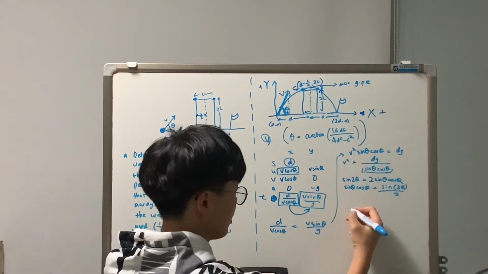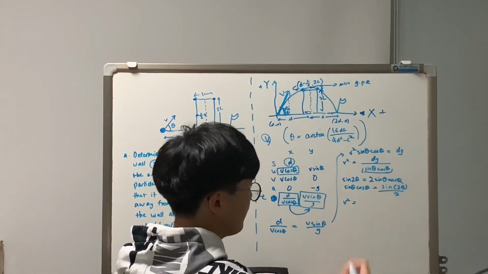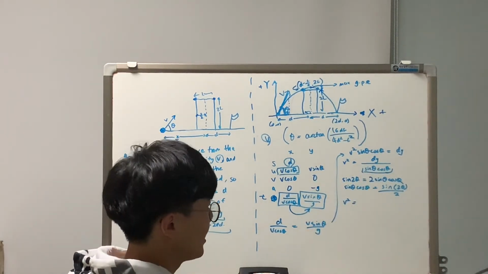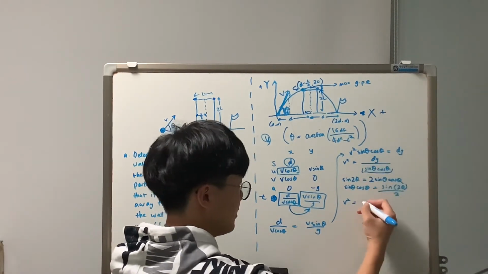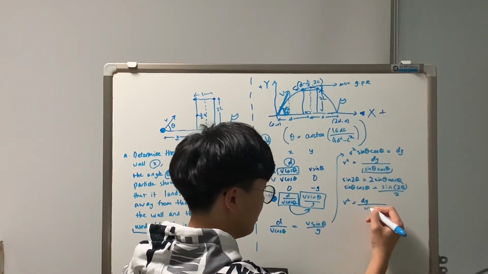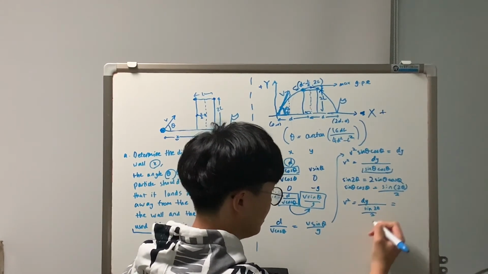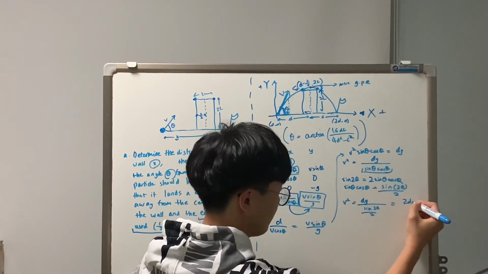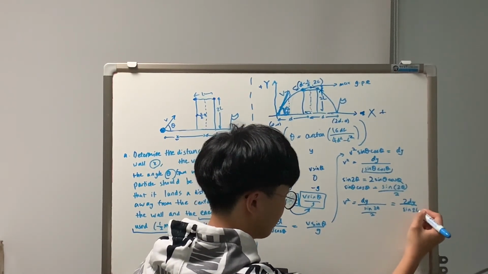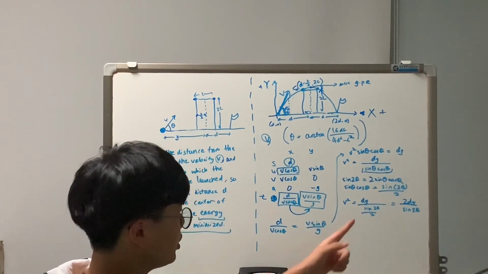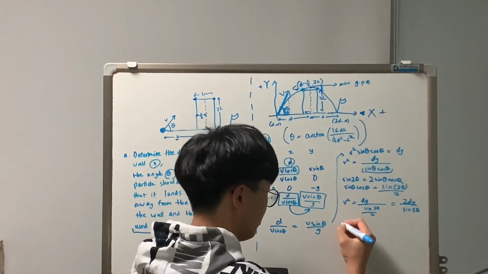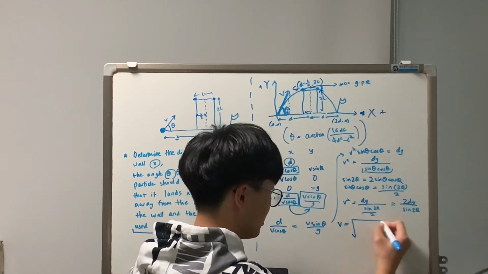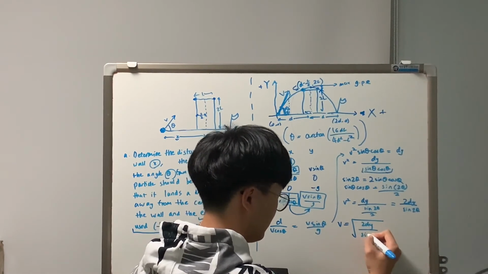And so we could say that v squared is going to be equal to dg over sine theta cosine theta, but we also can say it's going to be dg over sine of 2 theta divided by 2, which is, when we multiply both sides of the fraction by 2, 2 dg over sine of 2 theta. Okay, so v squared is 2 dg over sine of 2 theta, and we're done. We could say v is equal to the square root of 2 dg over sine 2 theta.